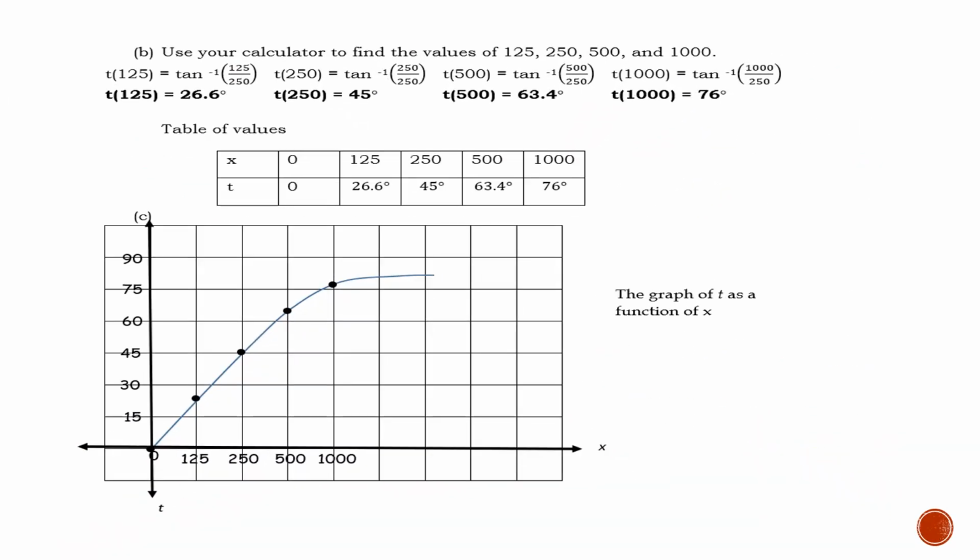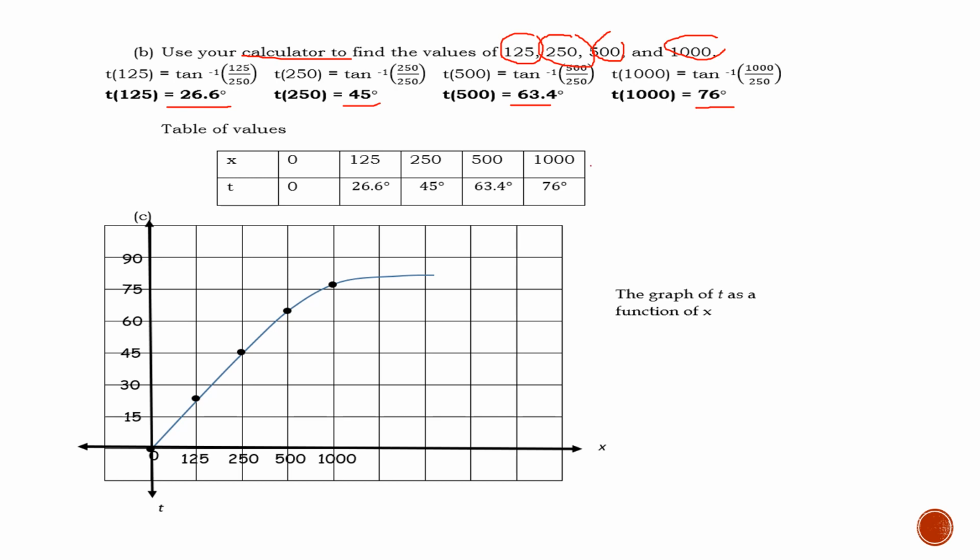For us to get the values of this one, we're asked to use your calculator to find the values for 125, 250, 500, and 1000, if we substitute these into the given function for your angle t. Now, if we substitute 125, 250, 500 for x, the given values of your angle are 26.6 degrees for 125, 45 degrees for 250, 63.4 degrees for 500, and 76 degrees for a value of 1000 in your x.